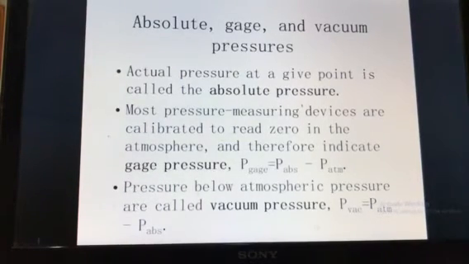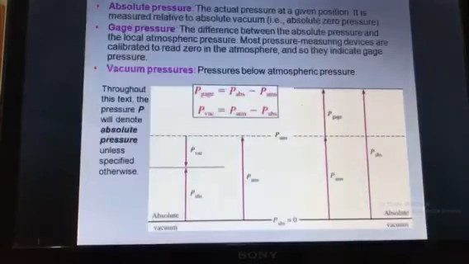So P vacuum is equal to P atmospheric minus P absolute, as we have studied in your second or third lecture. Now the absolute pressure is the actual pressure at a given position. Gauge pressure is the difference between the absolute pressure and local atmospheric pressure, and vacuum pressure is the difference between the atmospheric pressure and absolute pressure.